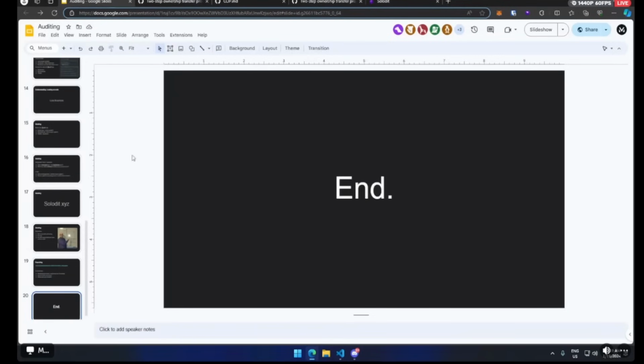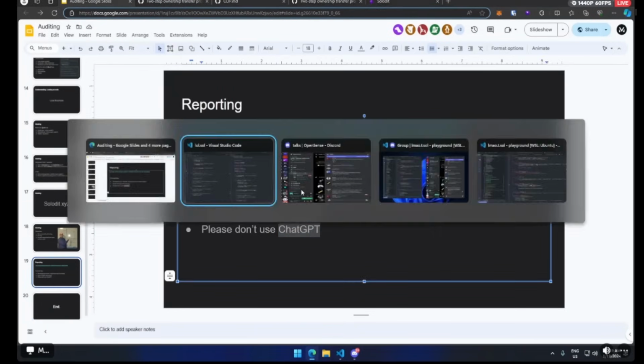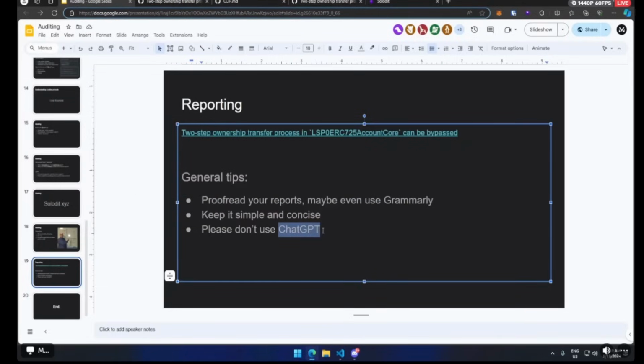And the last point is don't use ChatGPT. I think everyone knows this, but the unfortunate part about ChatGPT is that even if you use it to rephrase your reports, it's a conversational AI, so it will end up becoming very lengthy, and your report will look like an essay instead of a bug report. So please try to avoid ChatGPT if you can.